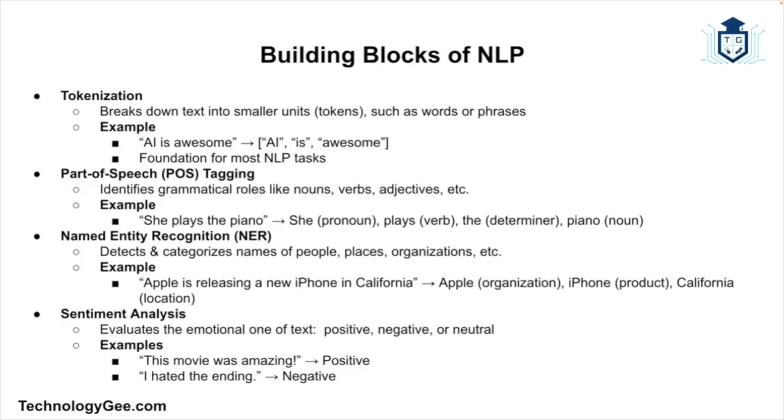Then we have what is called part of speech tagging. And this is where the computer will identify whether a word is a noun, verb, or an adjective. So if you say she plays the piano, then you need to identify she, which is the pronoun, plays, which is the verb, the, which is the determiner, and piano, which is a noun.